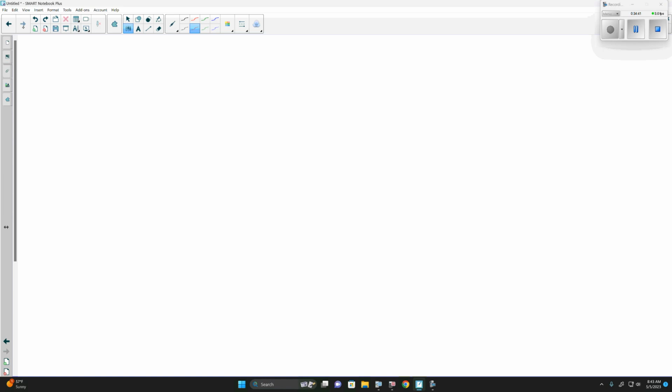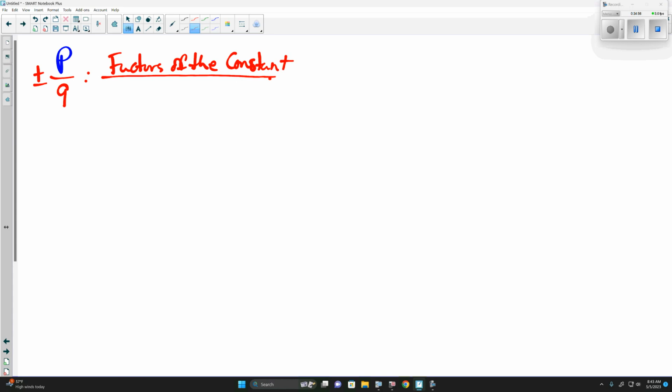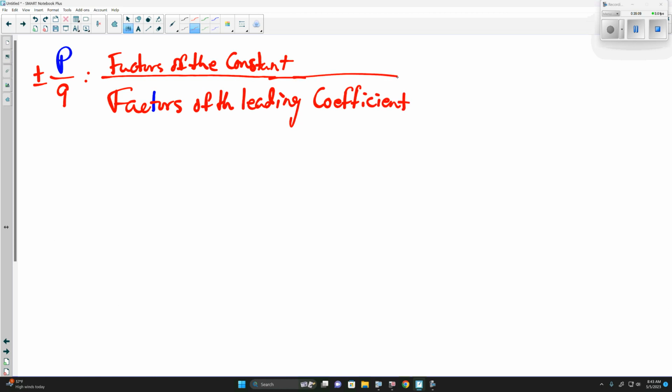Possible rational zeros. This is our plus or minus p over q, where p is all the factors of the constant term over all the factors of the leading coefficient. I have no idea if I spelled coefficient right, but y'all know what I mean by it. That is how we find all the possible rational zeros.